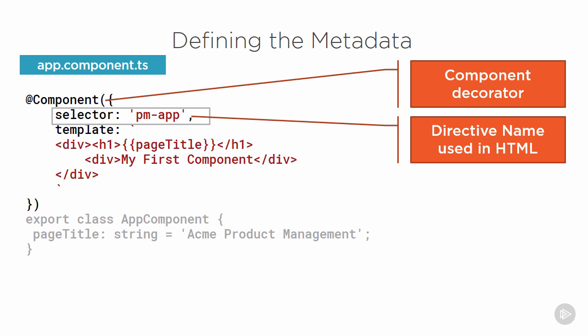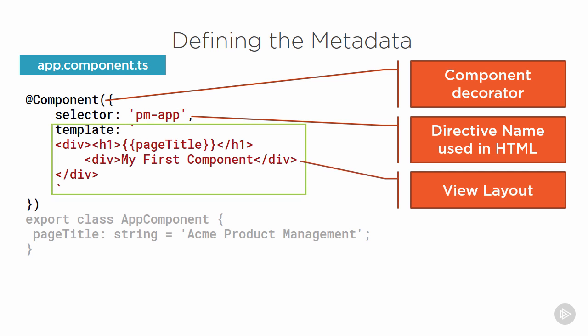If we plan to reference the component in any HTML, we specify a selector. The selector defines the component's directive name. A directive is simply a custom HTML tag. Whenever this directive is used in the HTML, Angular renders this component's template. We'll see how this works in the upcoming demo.